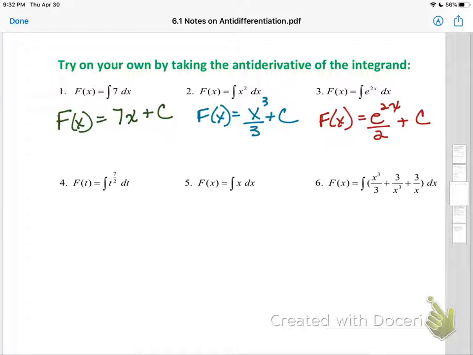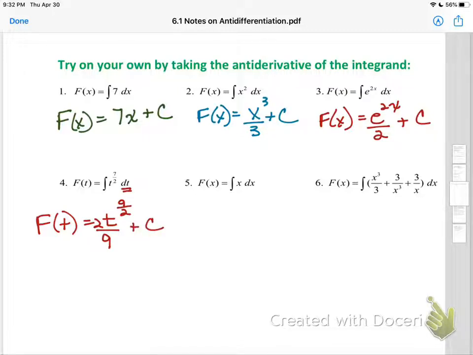Okay, look at 4. Now the function is in terms of t. So that's why over here it says dt and not dx. But you're going to handle it the same way. That looks like a variable raised to a power, so I'm going to use the power rule. So f of t is going to equal t. I'm going to add 1. 7 halves plus 2 over 2 is 9 halves. I'm going to divide by 9 halves, but it's a lot neater to multiply by 2/9. And then add your c.